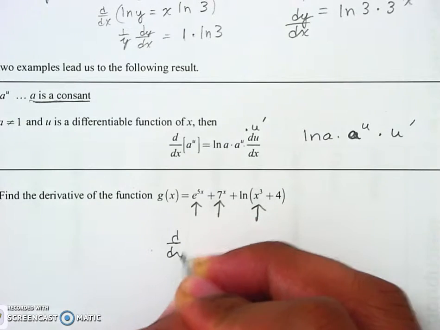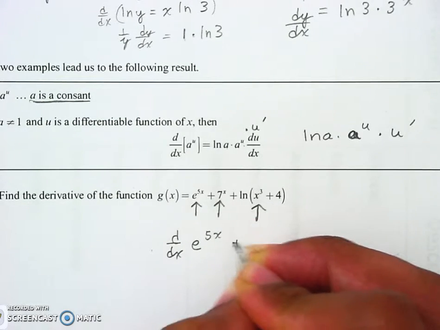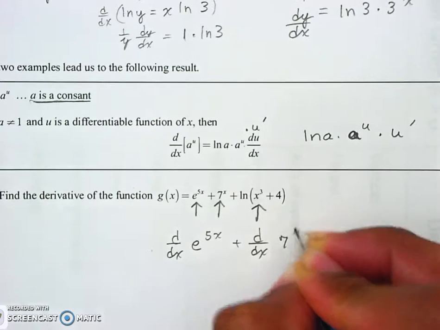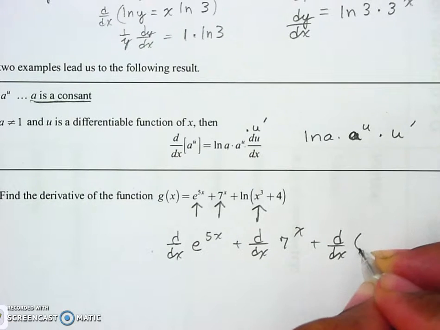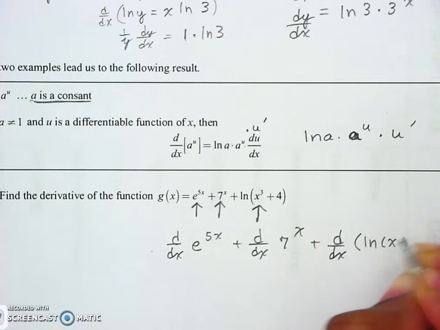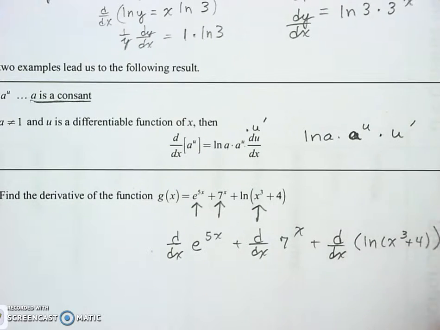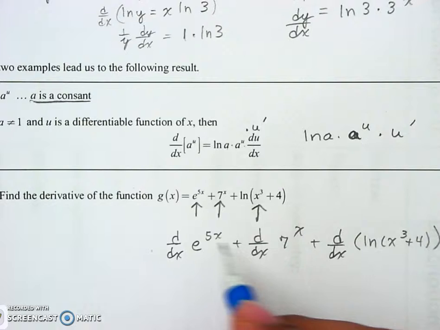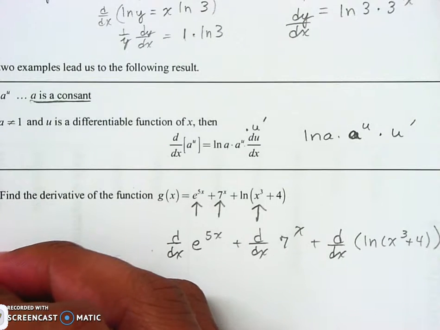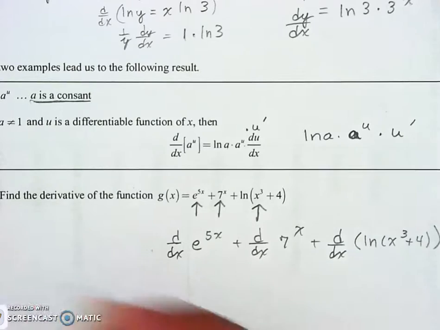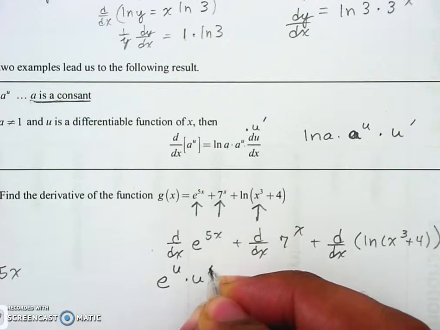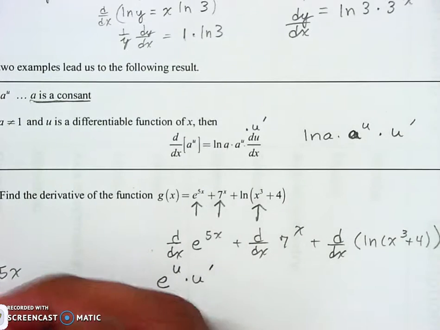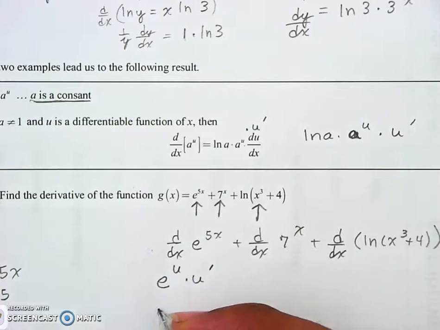So d/dx of e to the 5x plus d/dx of 7 to the x power plus d/dx of natural log of x cubed plus 4. Okay, so we know this part here is actually u, so that's e to the u, and u is 5x. That means it's going to be e to the u times u prime. And u prime here is just 5. So that's e to the 5x times 5.